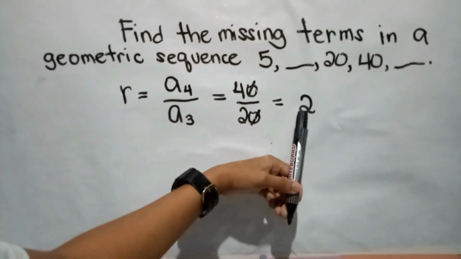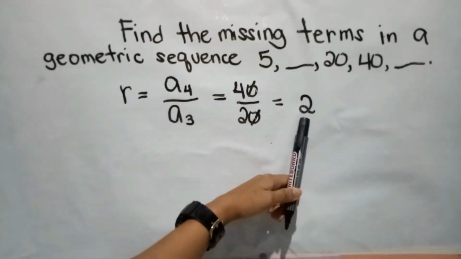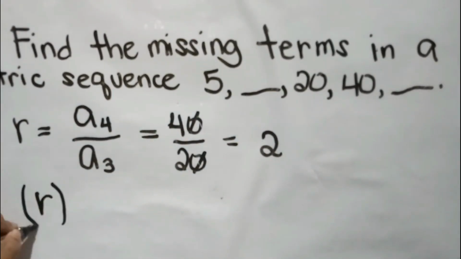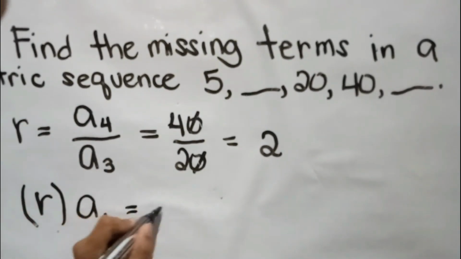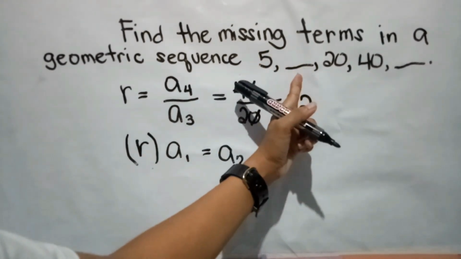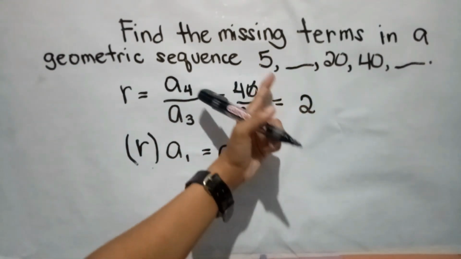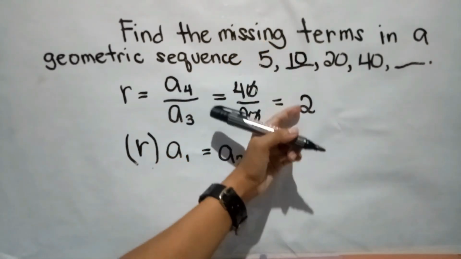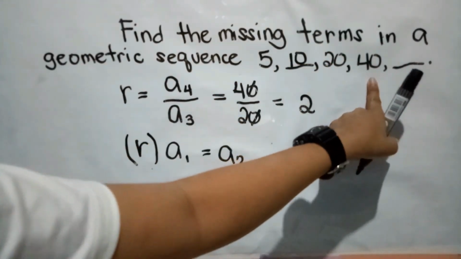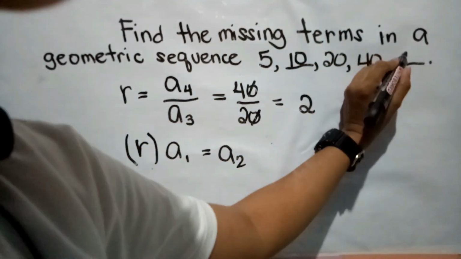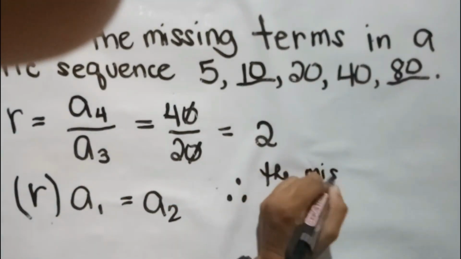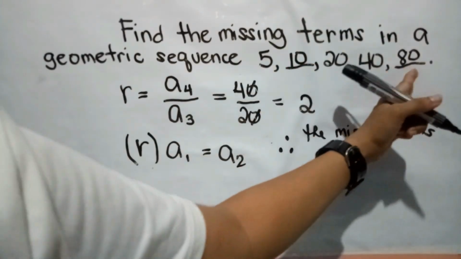After getting the common ratio, which is 2, you need to multiply it to the first term. So r multiplied by a sub 1 is equal to a sub 2. If you multiply 2 times 5, you will get a sub 2, or the second term. So 2 times 5 is 10. 10 times 2 is 20. 20 times 2 is 40. Then 40 times 2, we get 80. Therefore, the missing terms are 10 and 80.